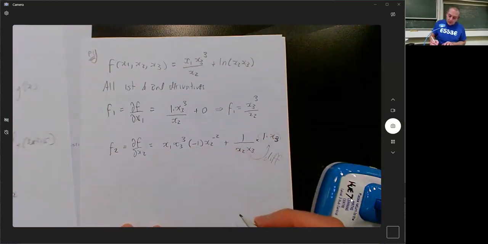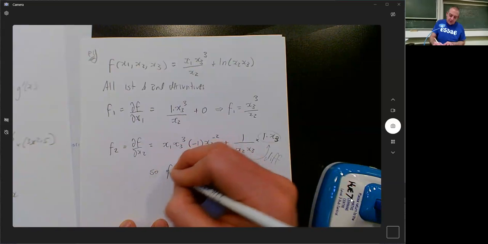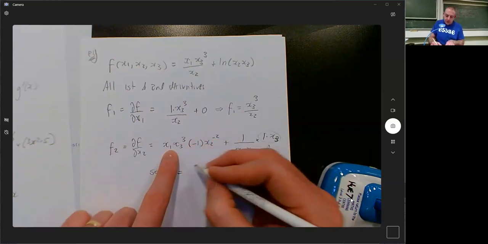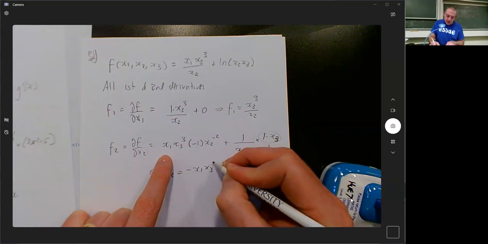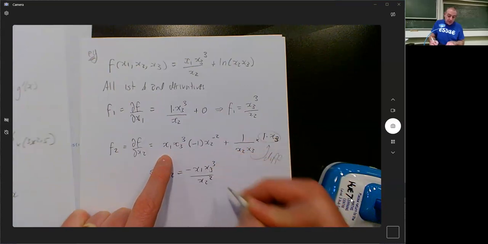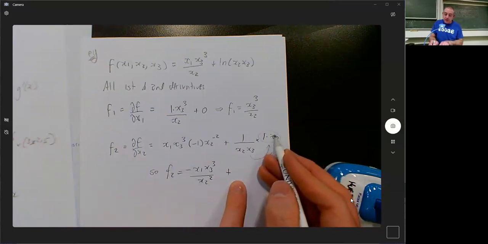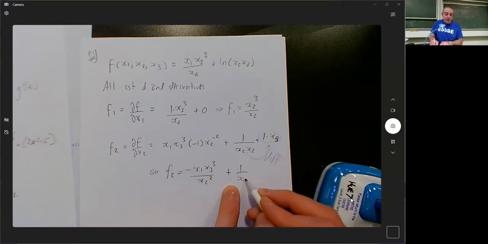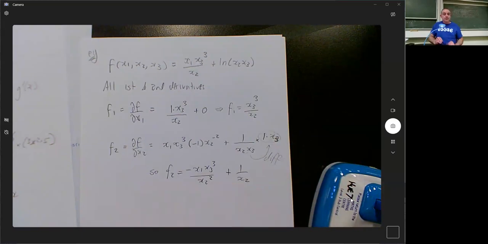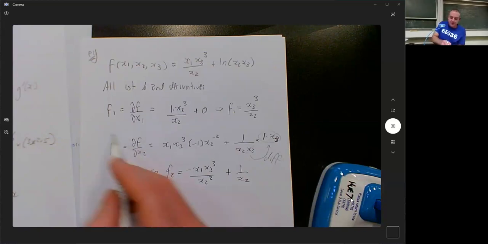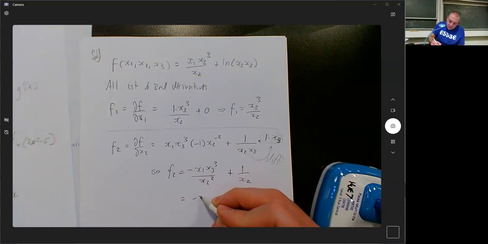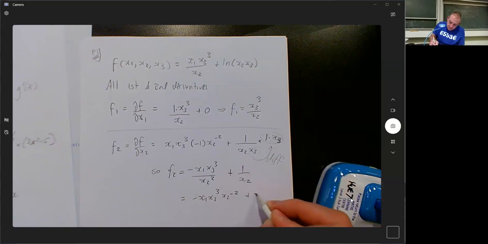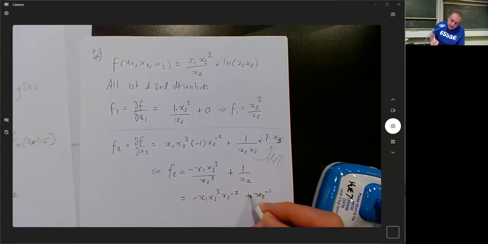And so just for completeness' sake, f2 comes out to minus x1 x3 cubed on x2 squared, plus that x3 on the top will cancel with that x3 on the bottom, and I'll just get 1 over x2. Which is horrible, I am not a fan of this. But I'm just going to write it like this for future reference, because I know I'm about to differentiate it again. So that's going to be easier for later.